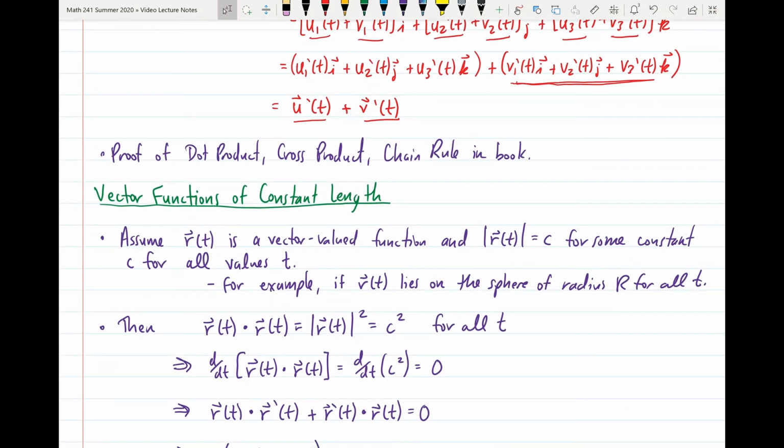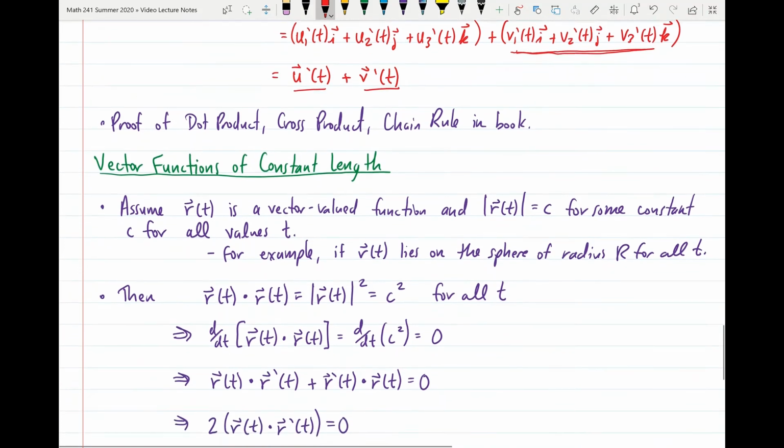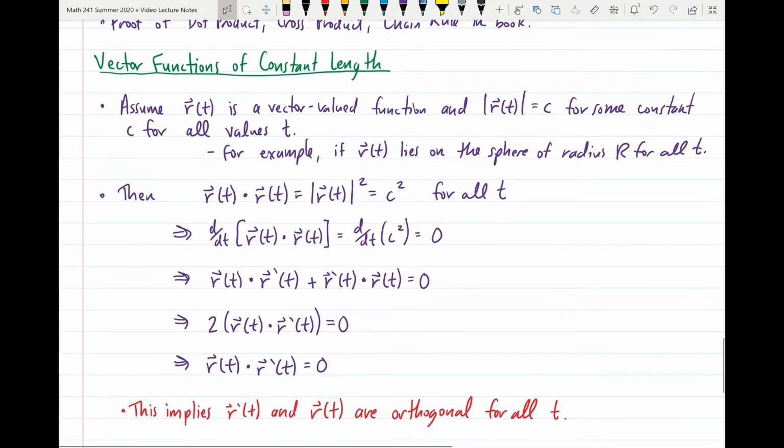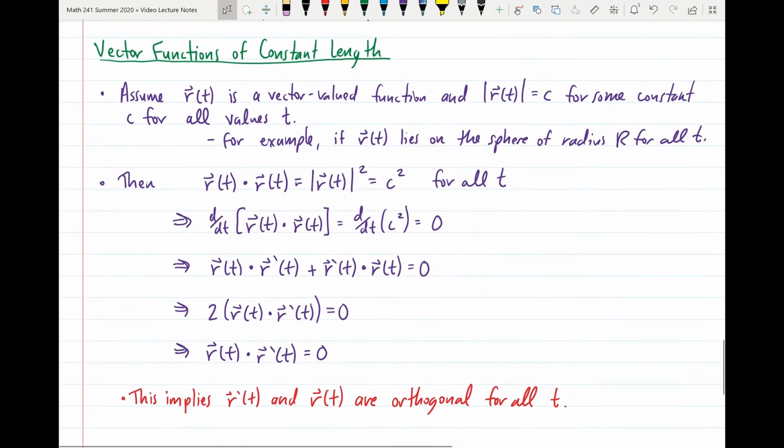Okay, and as I said before, the proofs of the dot product, the cross product, and the chain rule, all of those rules are given in the book. I don't want to put them here, it's just a little bit too lengthy. And finally, just this last tidbit.